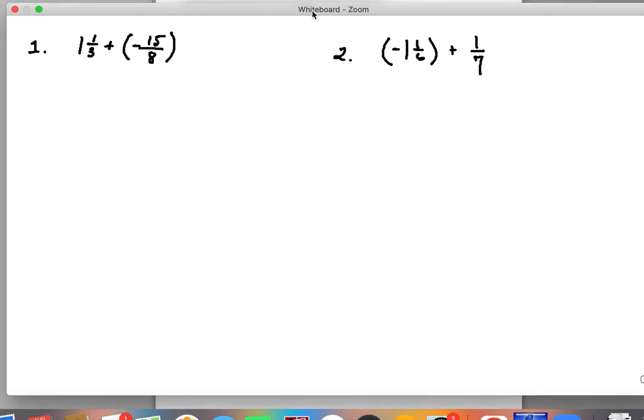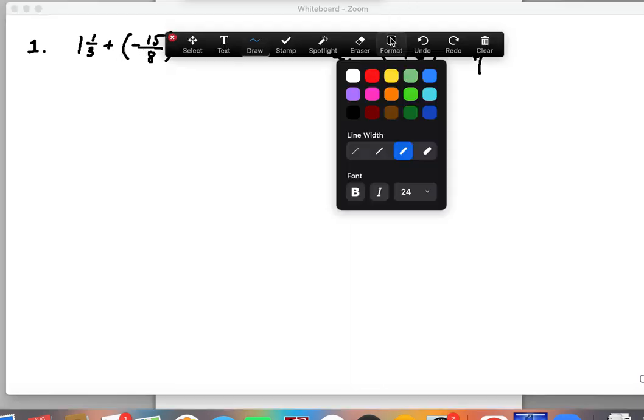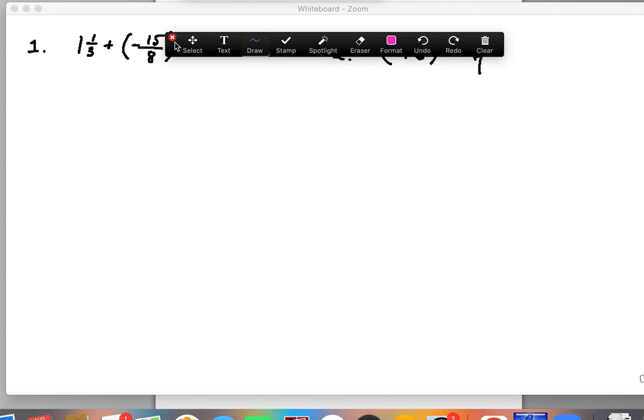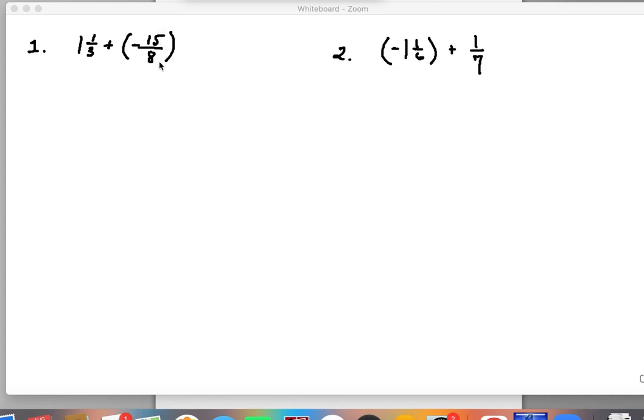Adding and subtracting fractions. So first, we're going to start with something like this. And when we do this, our first step is to make sure that we turn both of these numbers into an improper fraction.